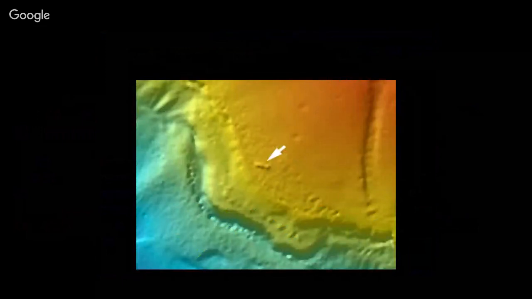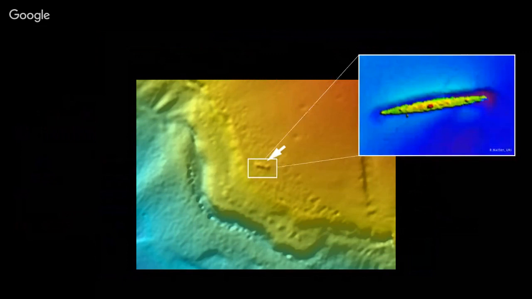So this is an example of a multi-beam backscatter bathymetry image. So does this blob in the middle look like anything to anybody? But if we zoom in a little closer, it's starting to look a little more familiar, right?